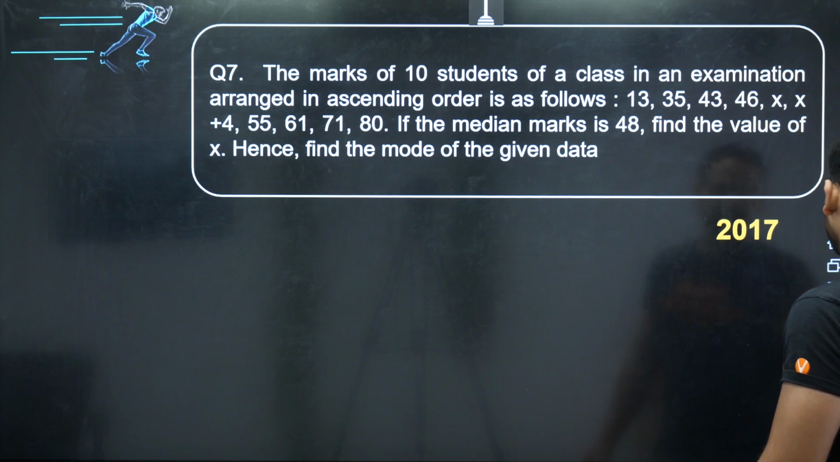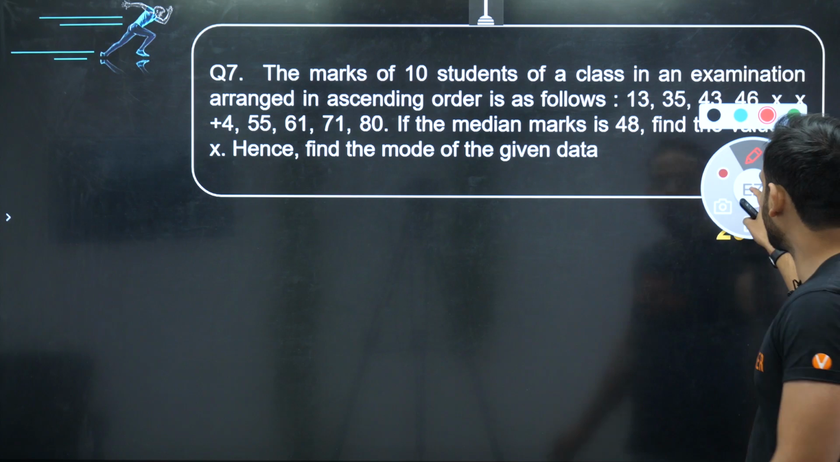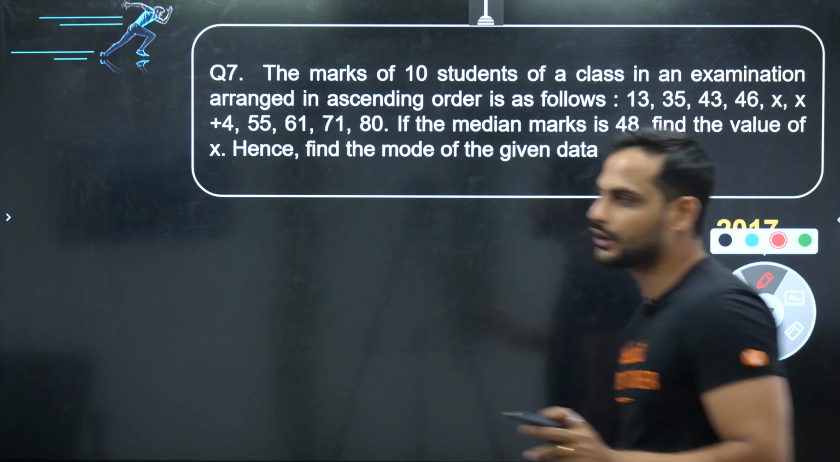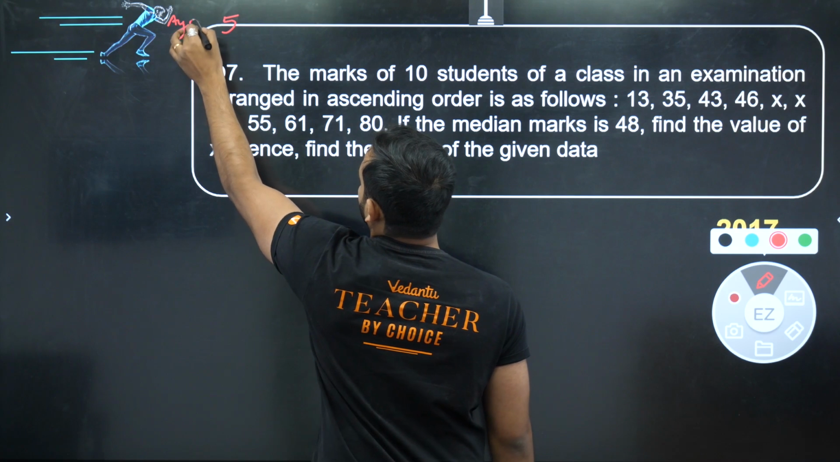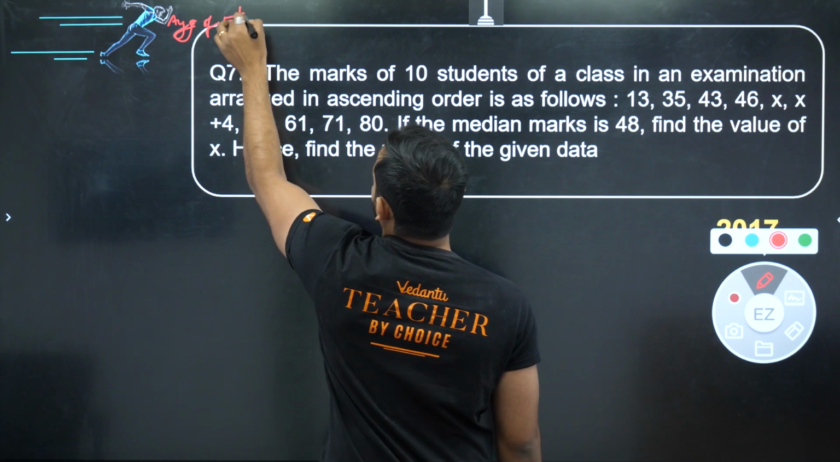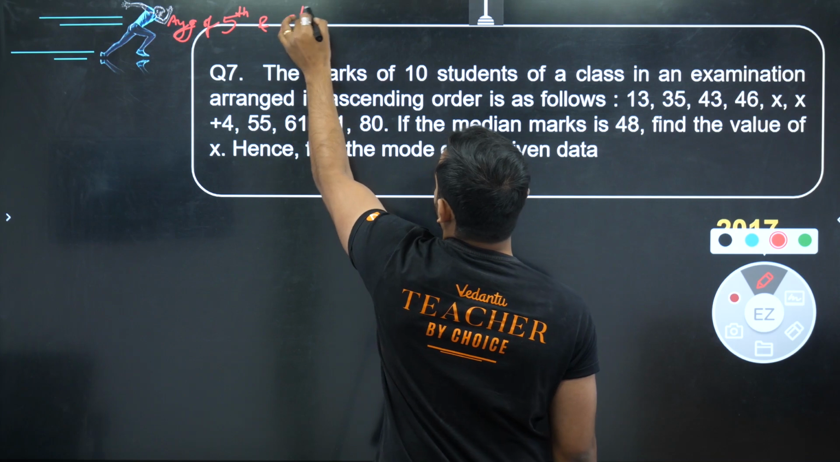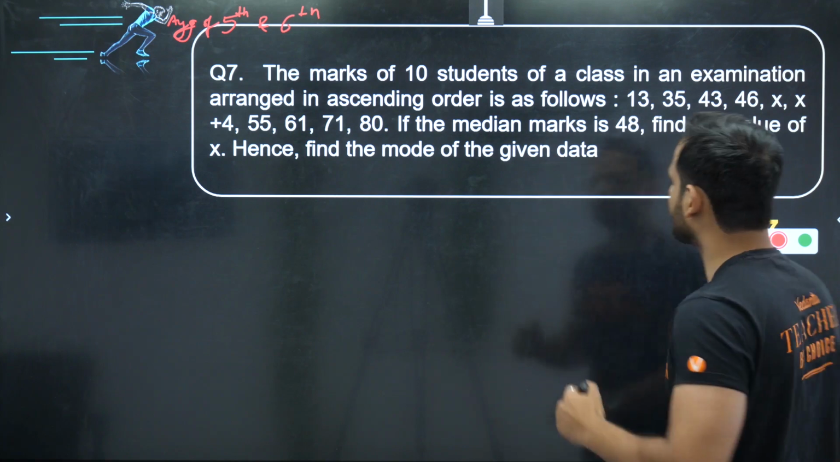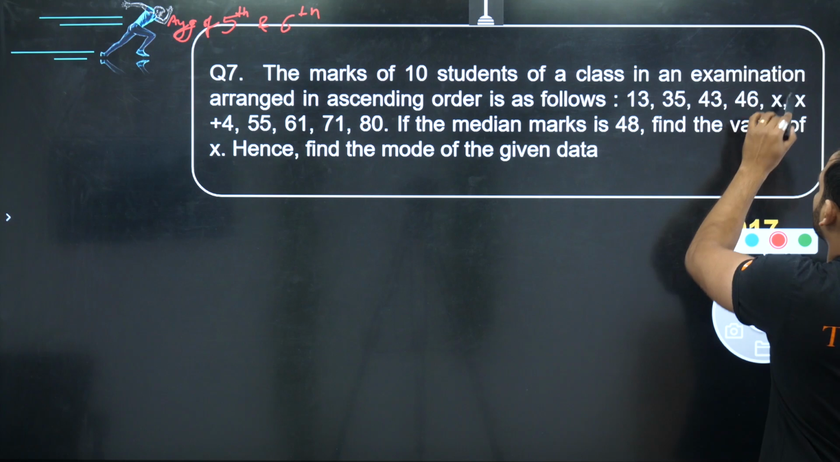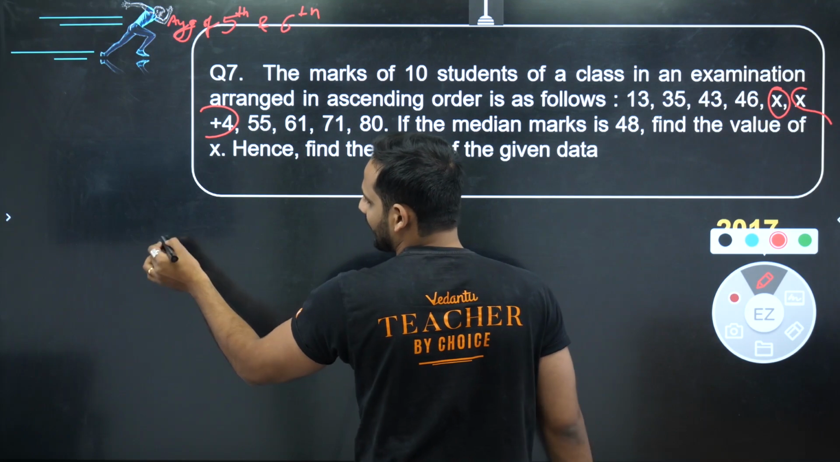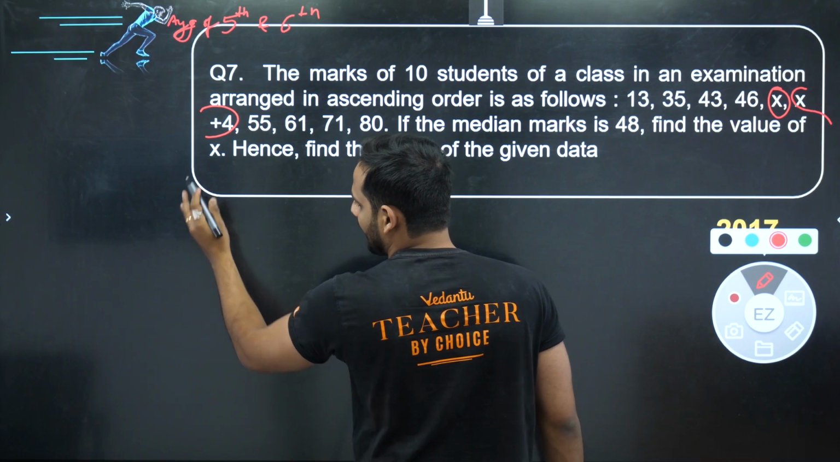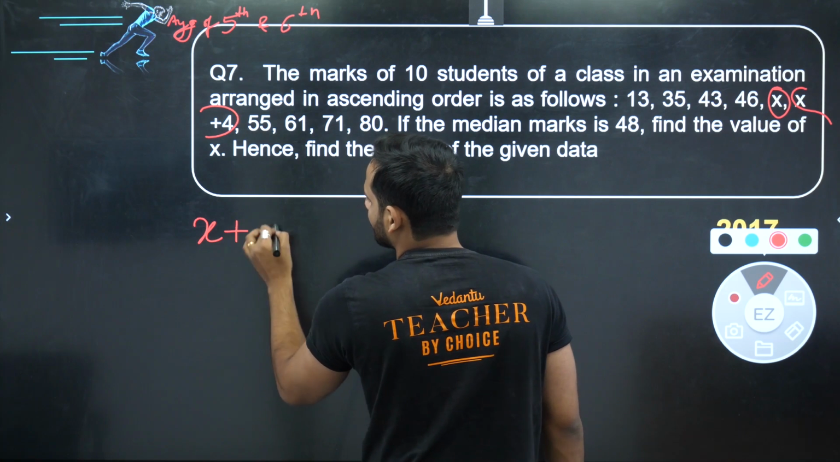Now beta, see, it is the marks of 10 students, so the median is going to be the average of the 10 by 2, fifth, and 10 by 2 plus 1, sixth observation. So let's see what the fifth and sixth observation are. 1, 2, 3, 4, 5 and 6. So I have to find out the average of, average means x plus 4.